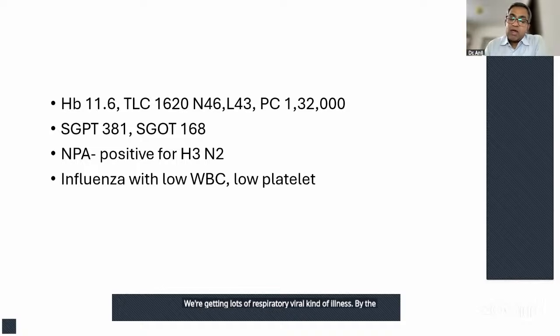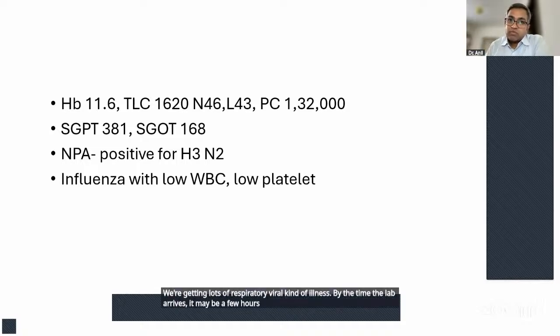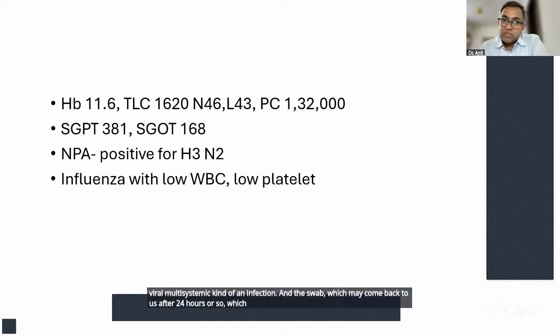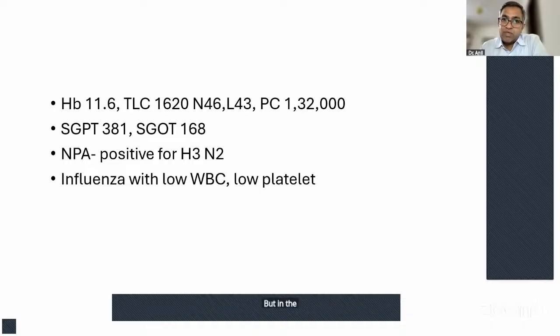By the time the lab arrives, in a couple of hours, we'll be getting the CBC tests. Again, looking at the total counts, 1,600, platelets being on the lesser side, and transaminases being a little elevated, this gives us a clue that this could be a viral multisystemic kind of infection. The swab may come back after 24 hours or so and will confirm the diagnosis. But in the initial part, we will be covering for both bacteria as well as viruses.